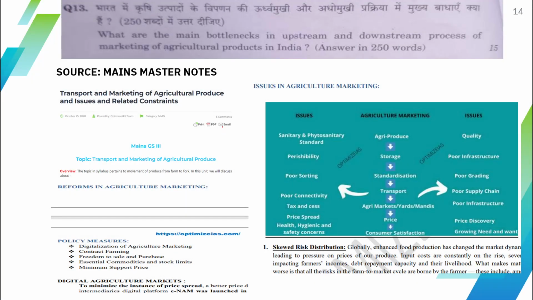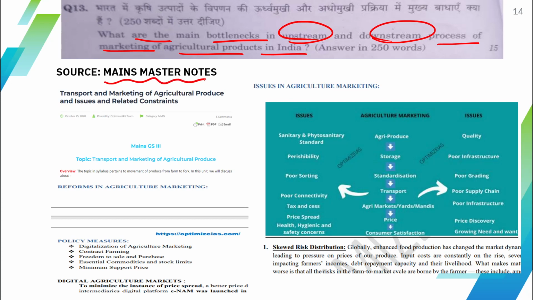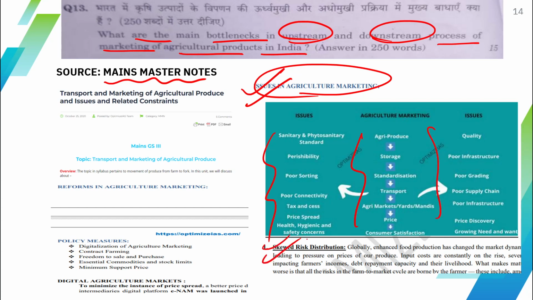Okay, next question, let us see here. What are the main bottlenecks in upstream and downstream processes of marketing of agriculture products in India? Guys, you can see here mains master notes, static issues in agriculture marketing. You can see here issues in agriculture marketing, both upstream and downstream. I have explained, and I have given more than 8 to 10 points. You can go and cross check. And I have given some suggestions also: reforms in agriculture marketing.